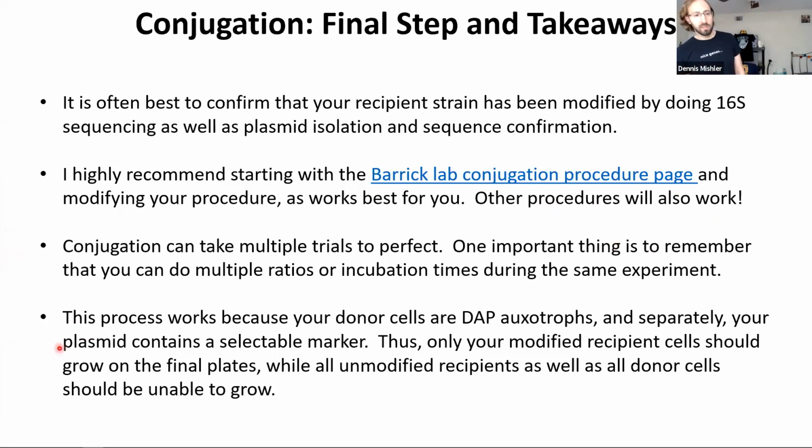Okay. And this is just a summary again of how the process works. So if you're really confused about things, this is really the take-home message here. The DAP auxotrophy is really important, and the fact that you have a selectable marker on your plasmid is really important, and that's what allows you to get through this whole process.